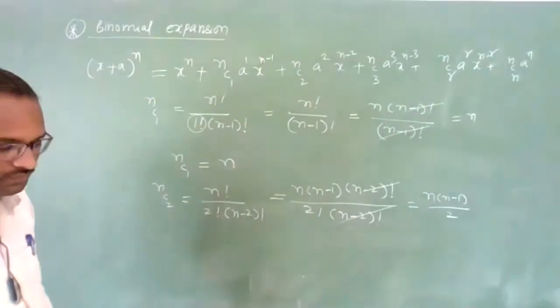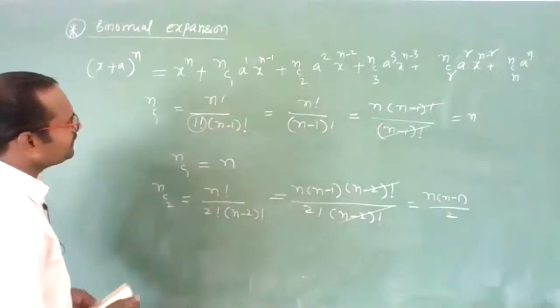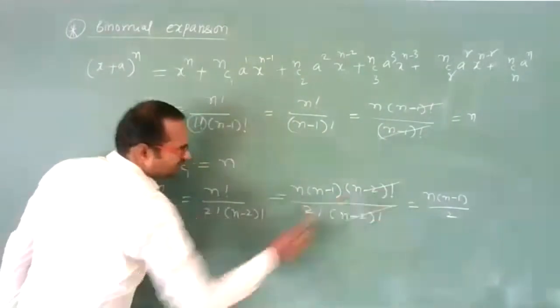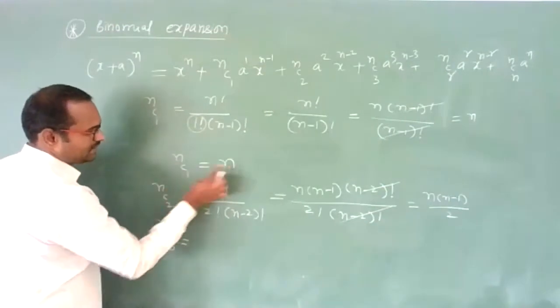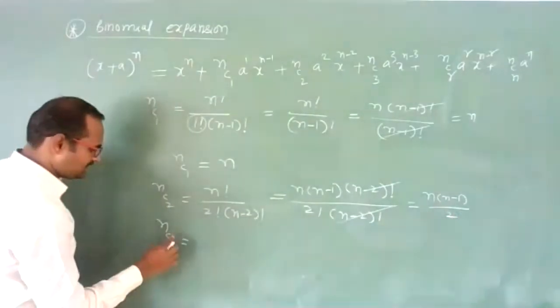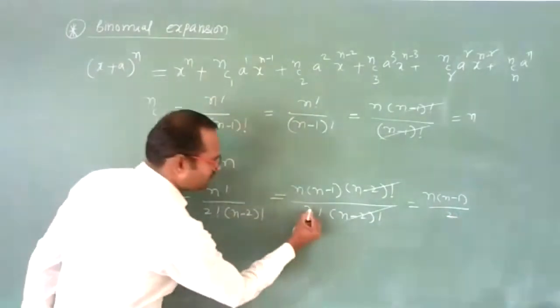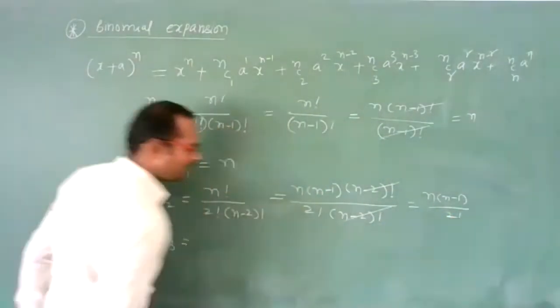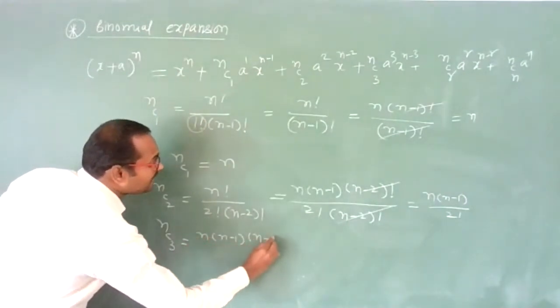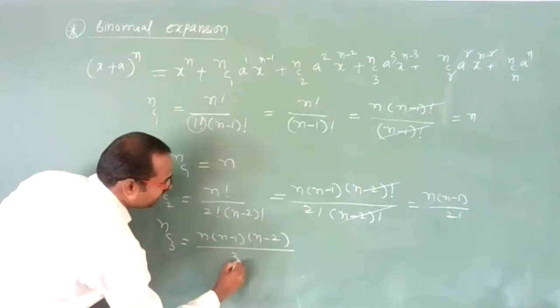Now in a similar way, what will be nC3? nC1 is n. nC2 means n into n minus 1 by 2, where 2 factorial is 2. nC3 can be written as n into n minus 1 into n minus 2 divided by 3 factorial.